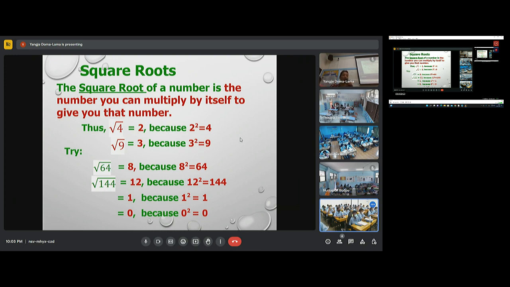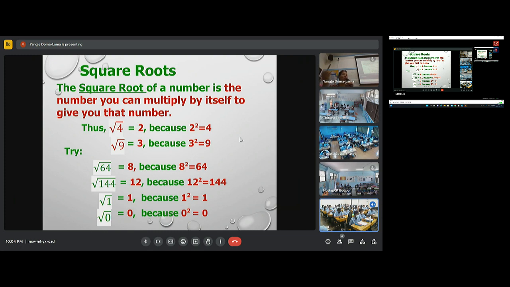Understand, right? Similarly, 1 square is 1. So 1 is the square root of what? 1, right? Square root of 1 is 1. 0 is the square root of what? 0. Understand? So you already know what is square.